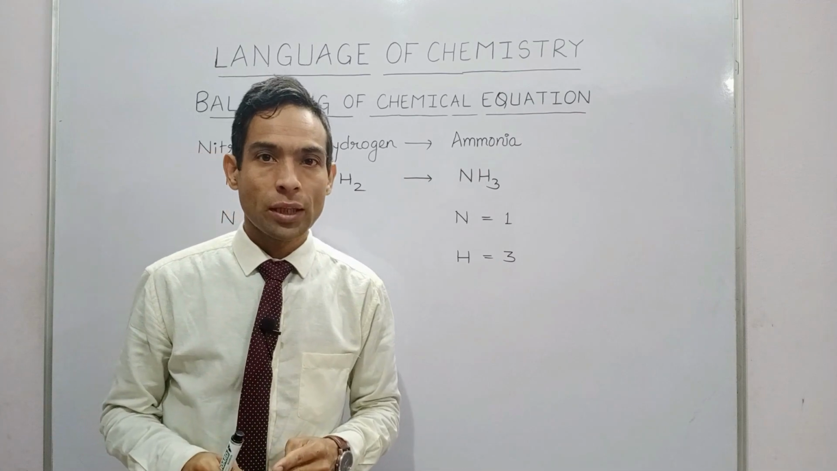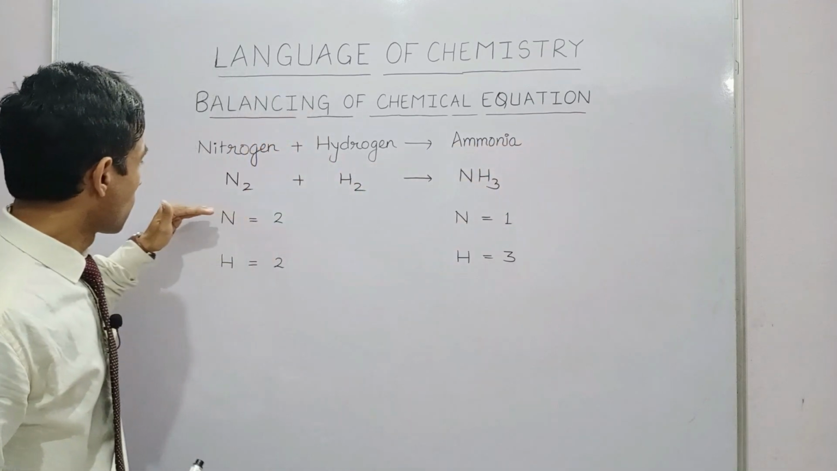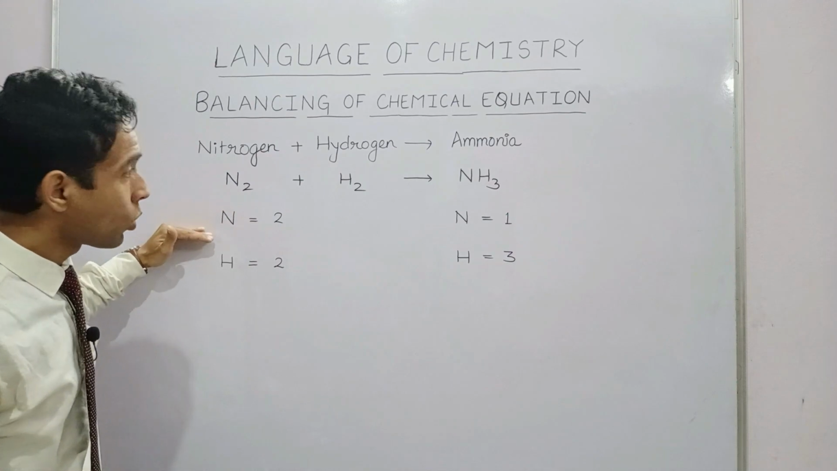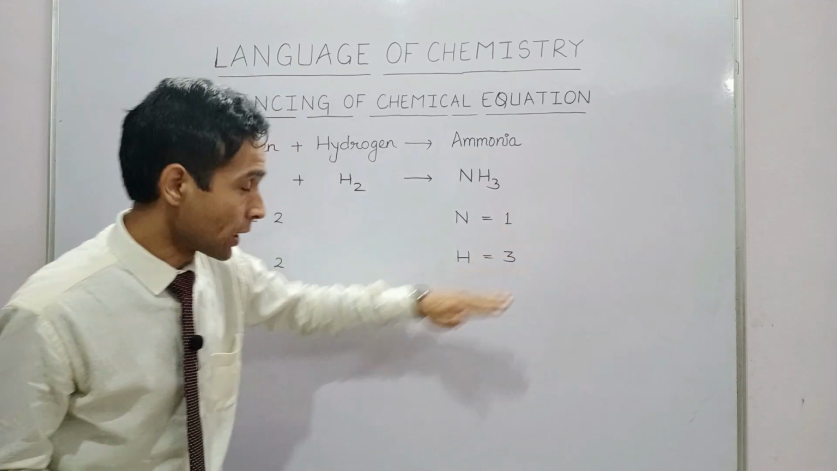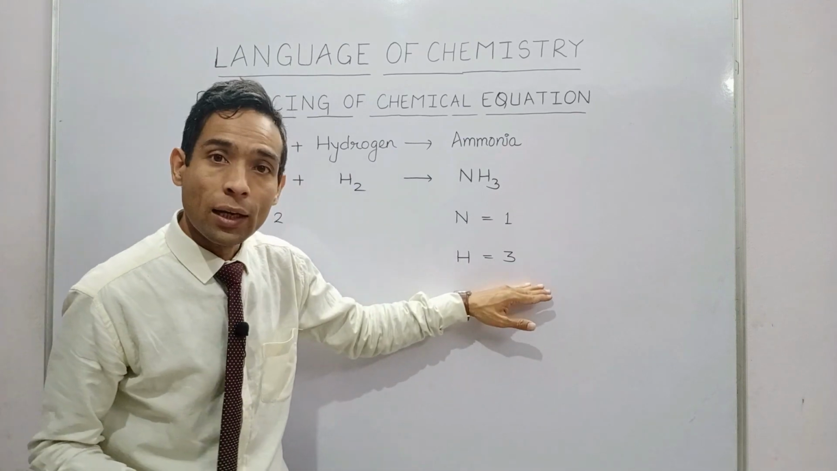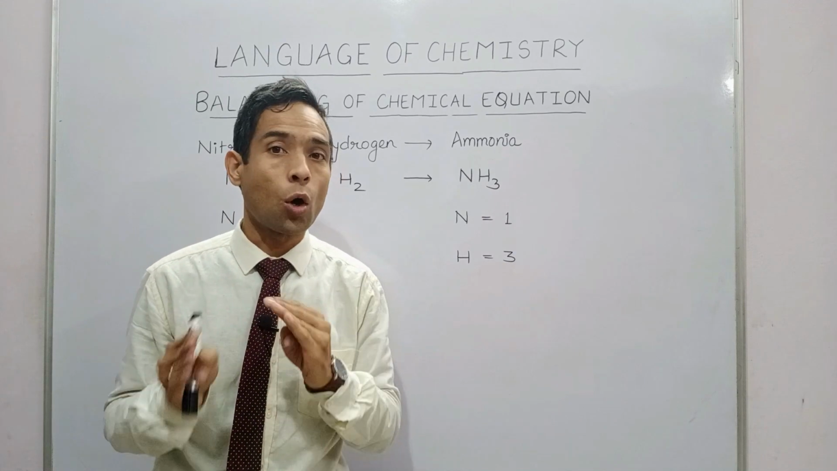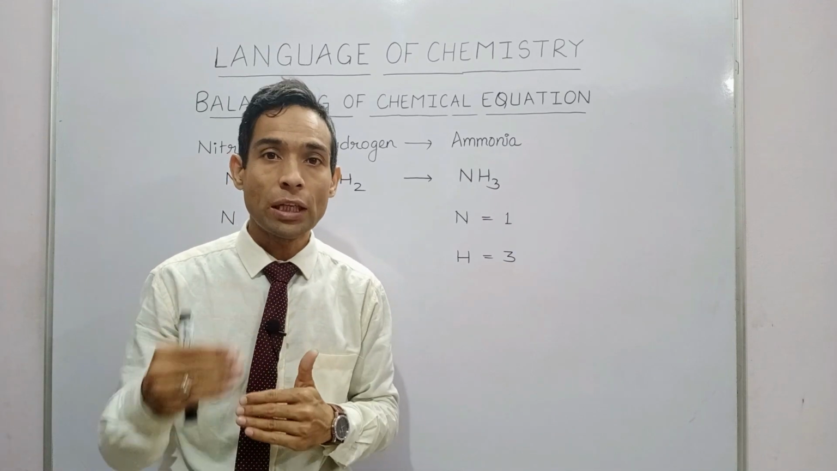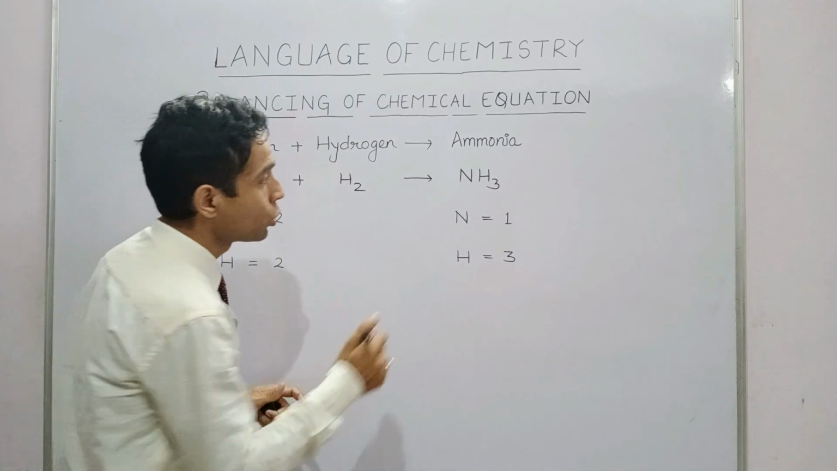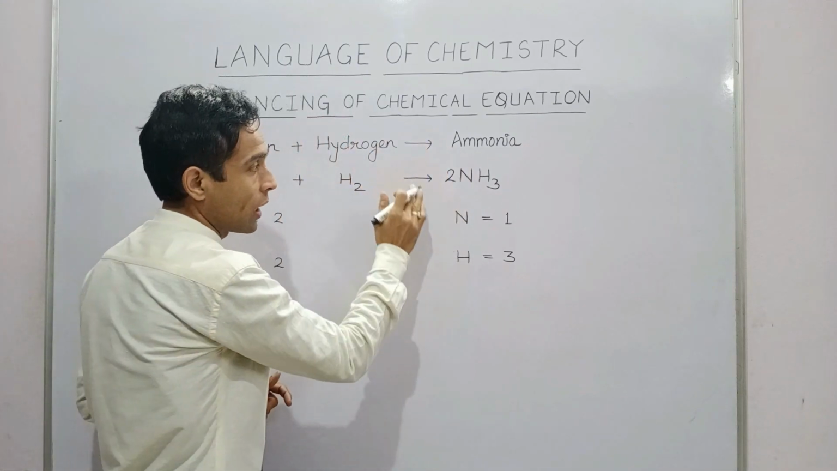The first example here we have is nitrogen plus hydrogen gives ammonia. The number of nitrogen atoms are 2 on left hand side and 1 on right hand side. The number of hydrogen atoms are 2 on left hand side and 3 on right hand side. In order to use this method, we are going to locate the odd number of atoms and make them even. So I am going to put 2 here on the right hand side before NH3.